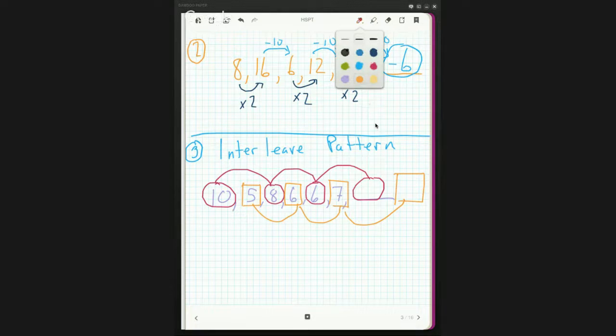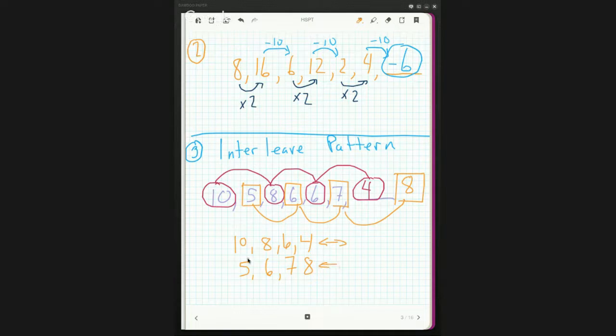And I think if you stare at this long enough, you'll see 10, 8, 6, 4, and 5, 6, 7, 8. So what you see is two patterns of numbers. All they've done is they've stuck this normal pattern and this normal pattern, which are totally easy to see, but they interleaved these numbers in a way that makes it tricky to see.